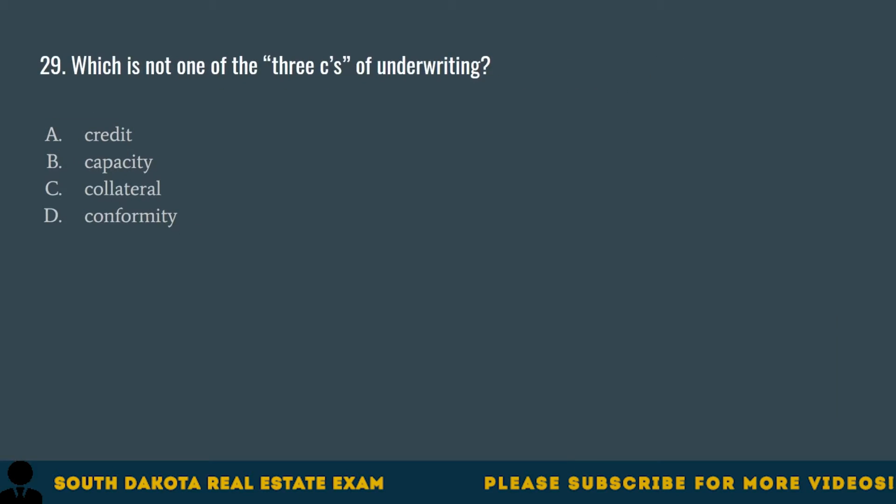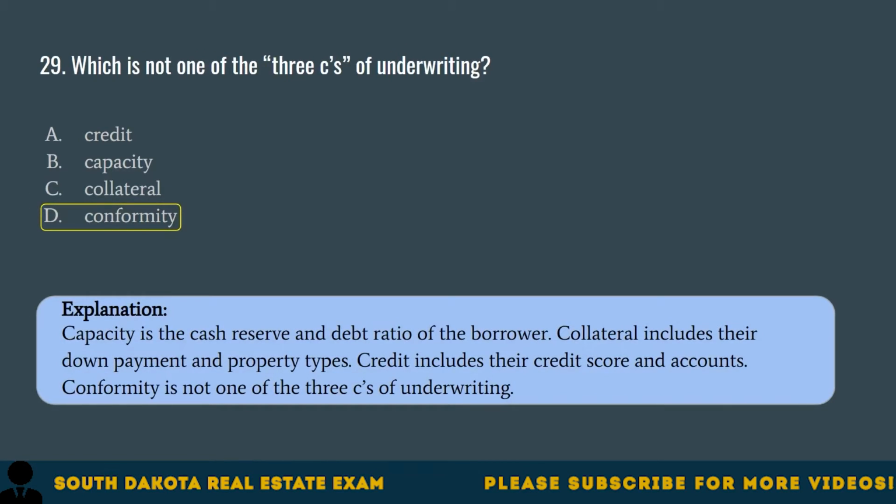Question 29. Which is not one of the 3 C's of underwriting? A. Credit. B. Capacity. C. Collateral. D. Conformity. The correct answer is D. Conformity. Capacity is the cash reserve and debt ratio of the borrower. Collateral includes their down payment and property types. Credit includes their credit score and accounts. Conformity is not one of the 3 C's of underwriting.